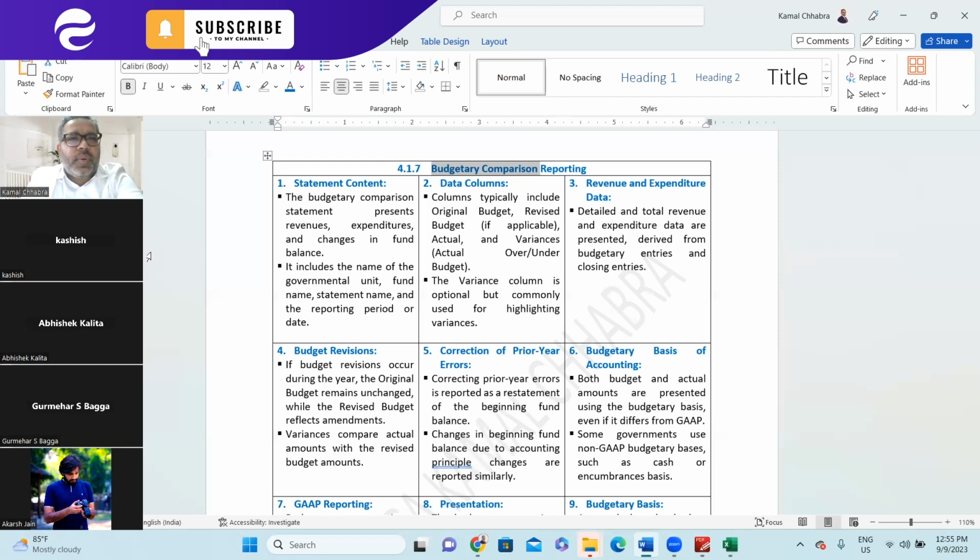What process do they have, and what disclosures are required in the government-wide financial statement? That is called budgetary comparison reporting. The first one is statement content. The budgetary comparison statement presents revenue, expenditure and change in fund balance.